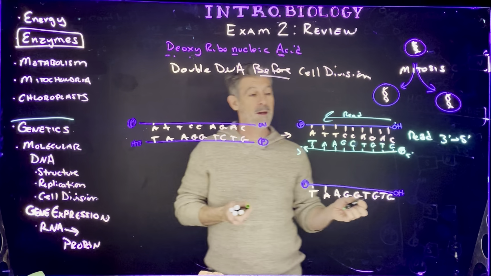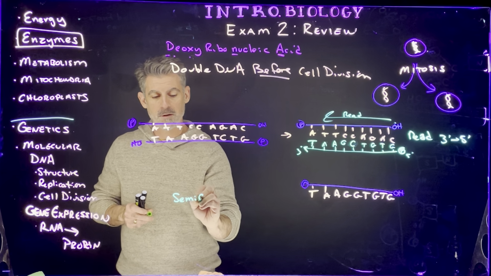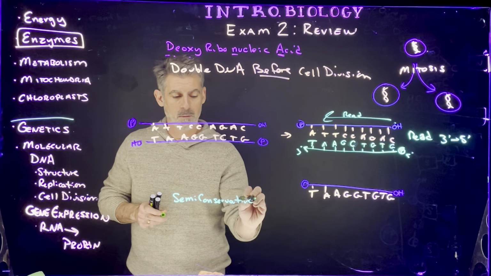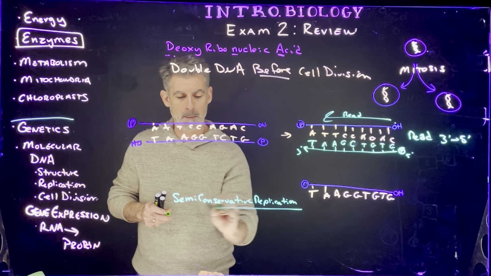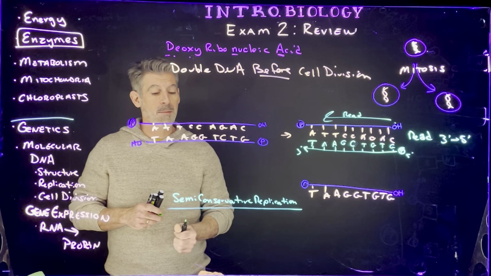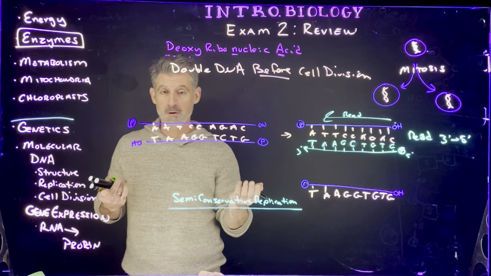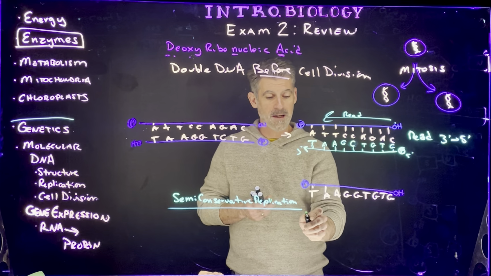So essentially what we have is something called semi-conservative replication. Semi-conservative replication is where we keep one original strand completely intact and then build a new strand along it. We use that original one as a template. The same thing's going to happen here.